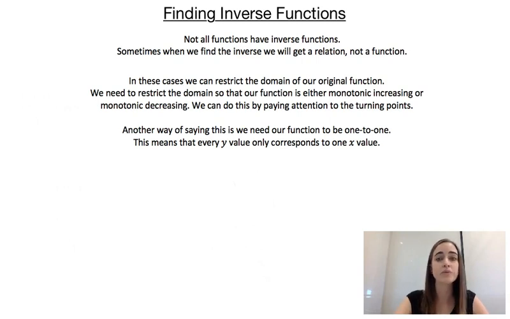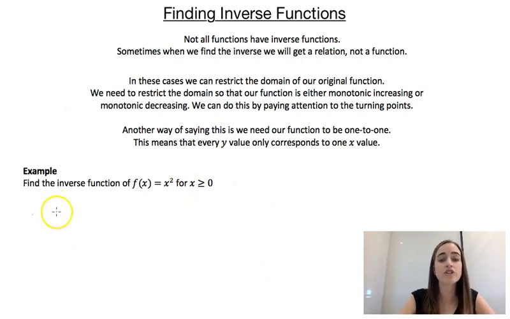Let's have a look at an example. So if we go back to looking at the function y equals, or f of x equals x squared, we know that that function doesn't have an inverse function, but if we restrict its domain, it will. So normally our parabola would look like this, but if we decide to only look at when x is greater than 0, so we're only looking at this part here, then that red section will have an inverse function.